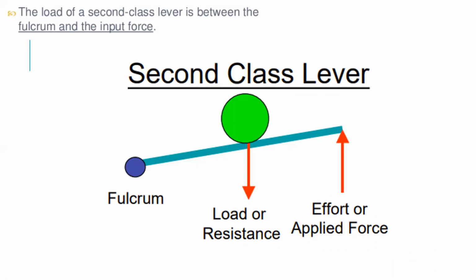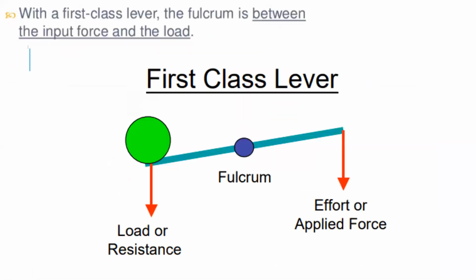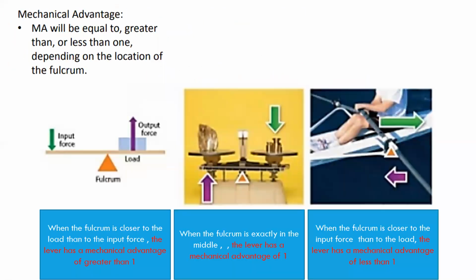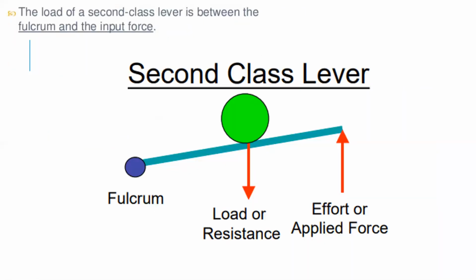Now here for the second class level. Now, let's look at the first one. Here the load is between the applied force and the fulcrum. This type of lever, we call it second class.